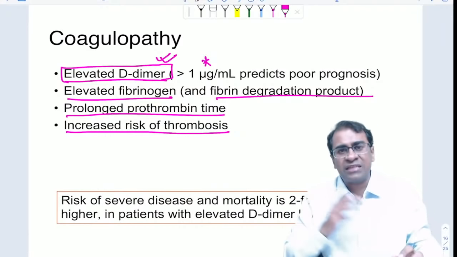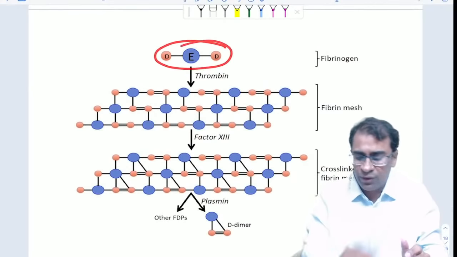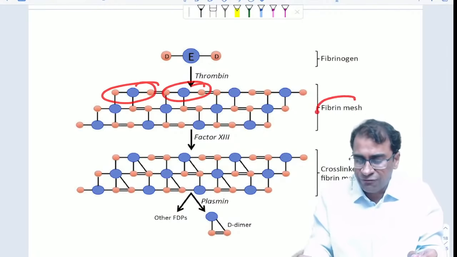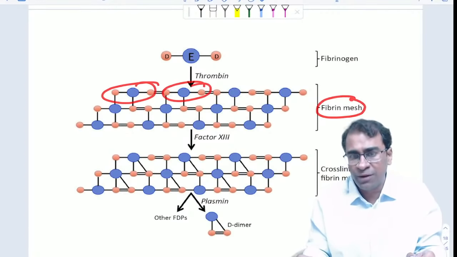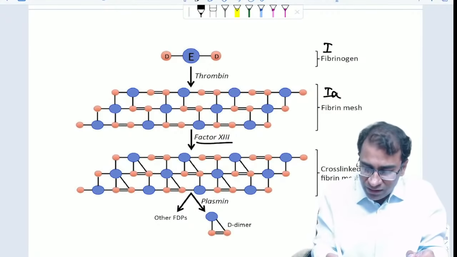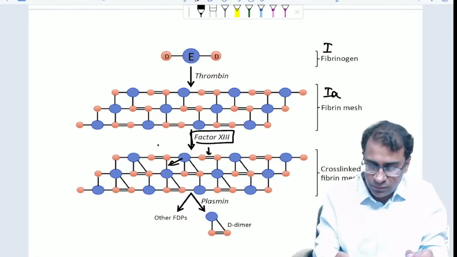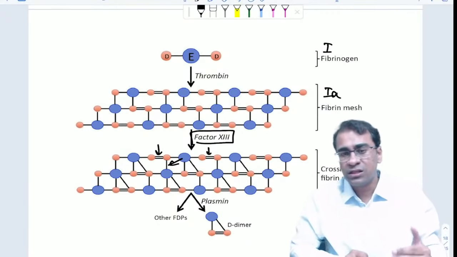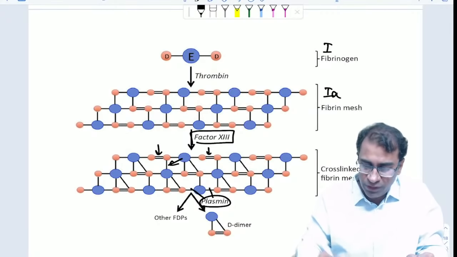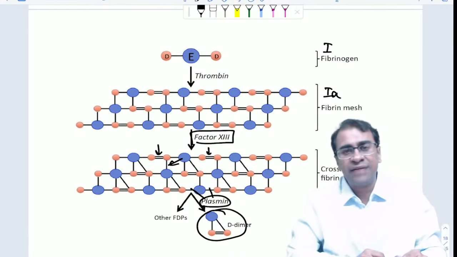Let me tell you what exactly is D-dimer. Look, what happens is this molecule is fibrinogen. When many fibrinogen come together like this, it becomes a fibrin meshwork. On the fibrin meshwork, that means this is factor 1, this becomes factor 1A. Now when factor 13 acts, it brings a cross link. Look at the cross link here. Now when the thrombin or plasmin acts on it, it breaks all the single bonds here. Because it breaks a single bond, what comes together is a D-dimer molecule.